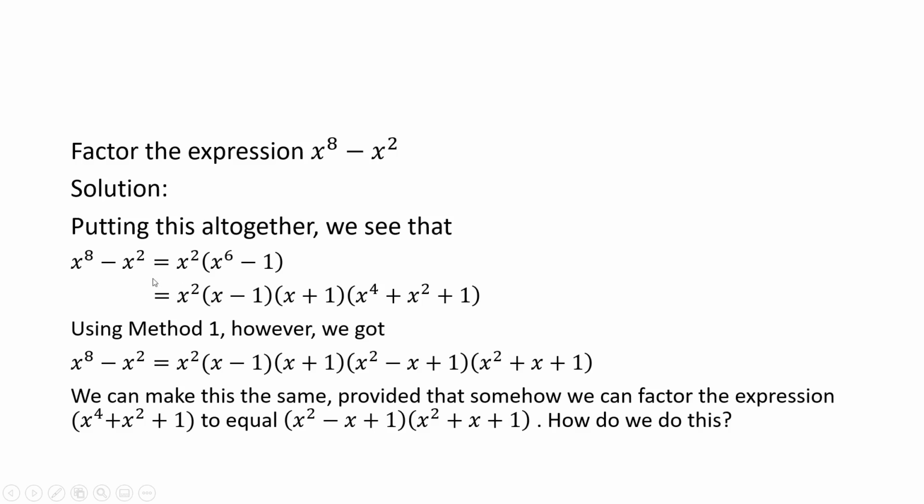And so putting it all together, we see x to the 8 minus x squared is x squared times x minus 1 times x plus 1 times x to the 4 plus x squared plus 1. But if you look at what we got when we used method 1, where my cursor is now, we were able to somehow break this x to the 4 plus x squared plus 1 factor into x squared minus x plus 1 times x squared plus x plus 1.